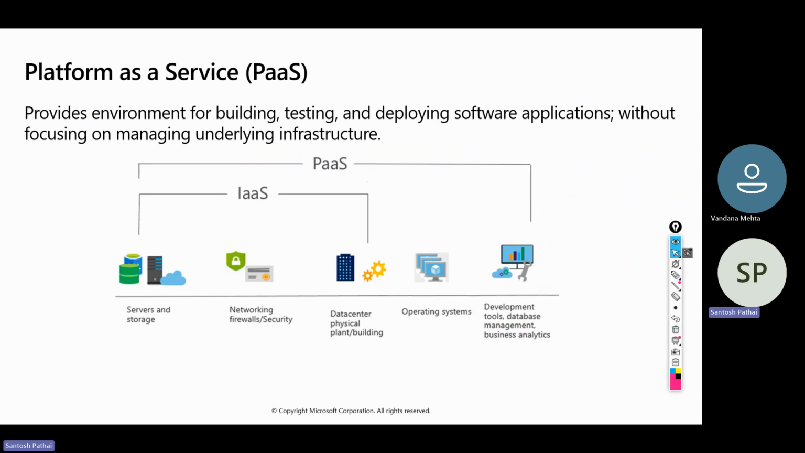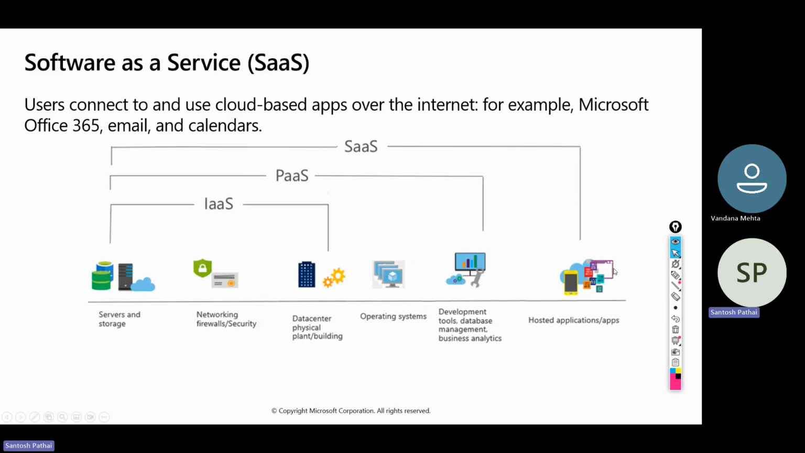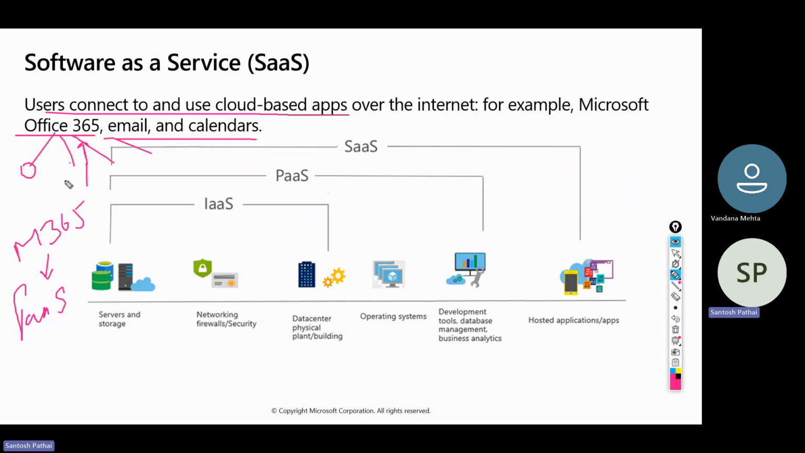And when you talk about software as a service, users connect to any cloud-based apps over the internet, for example, Microsoft Office 365, email, and calendars. Now, Office 365 is a suite. When I say Office 365, here it is referring as an old example. New example, Microsoft 365 is considered as a platform as a service. But they have separate components. They are built under a suite that is a platform as a service, where each separate component bought separately will be part of the software as a service.